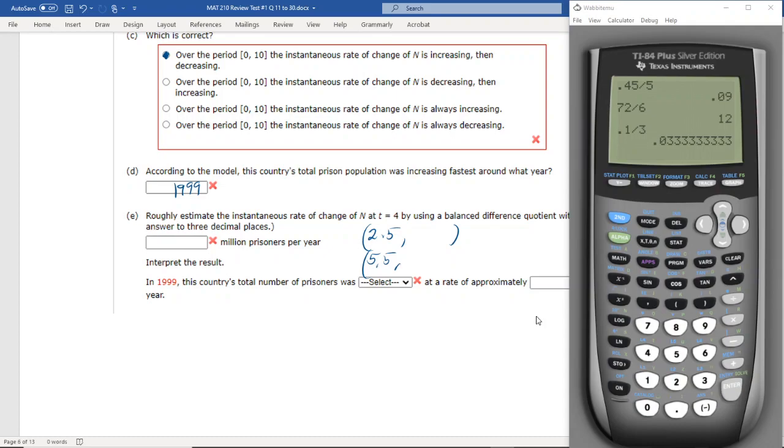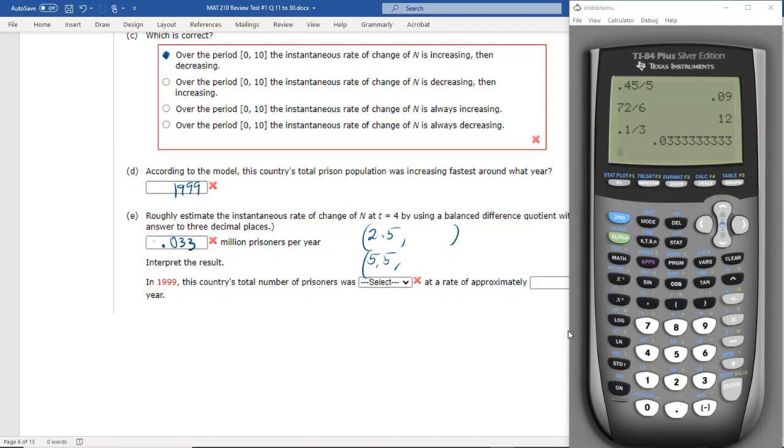And then we multiply that number times 1,000,000, right? Because this is in millions of prisoners. So, wait, million prisoners per year, so we don't have to. If it was prisoners per year, we'd multiply by 1,000,000. Three decimal places, that's good.